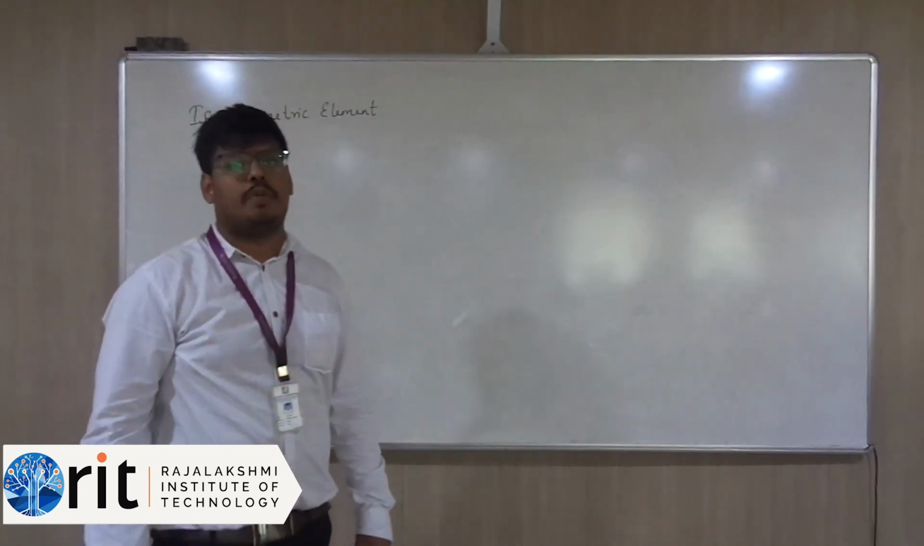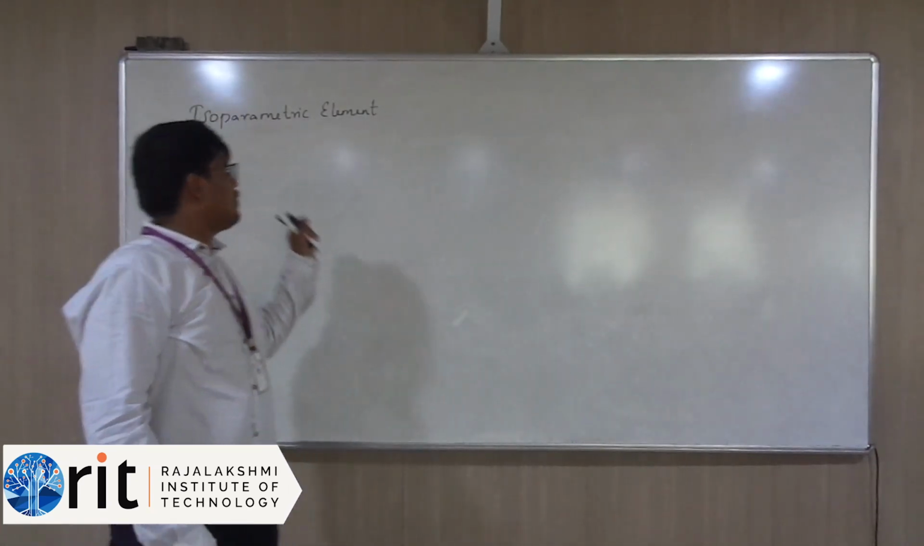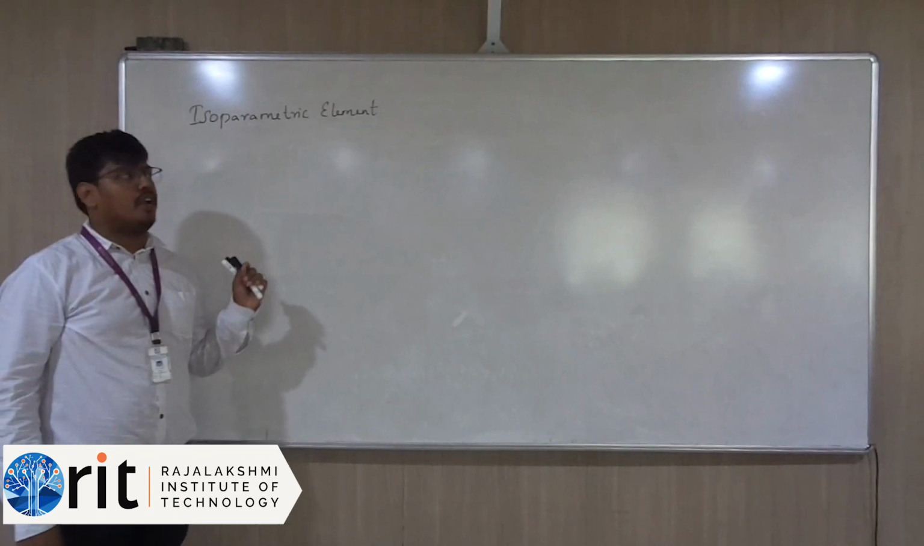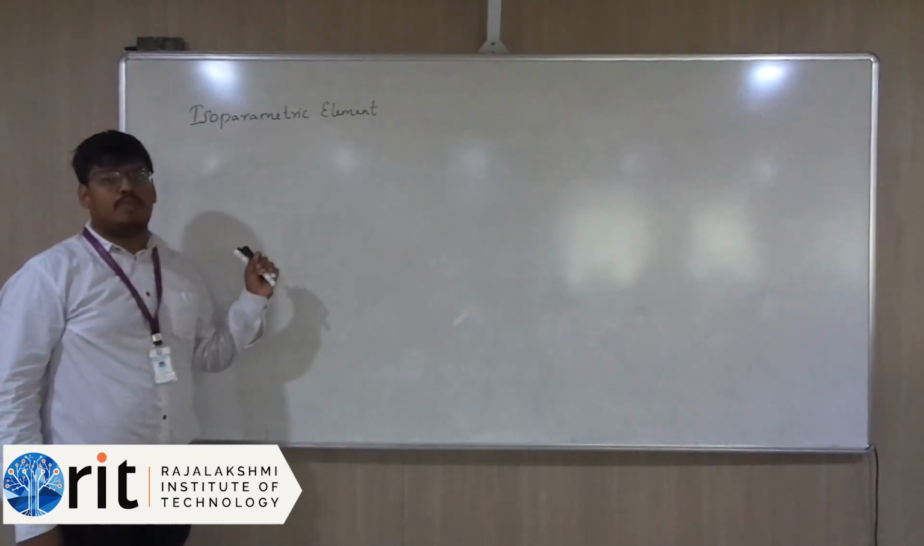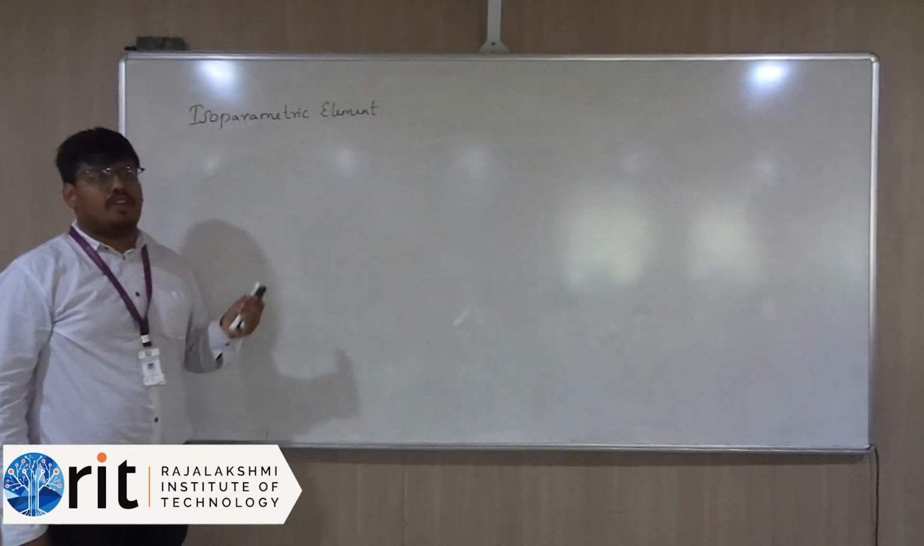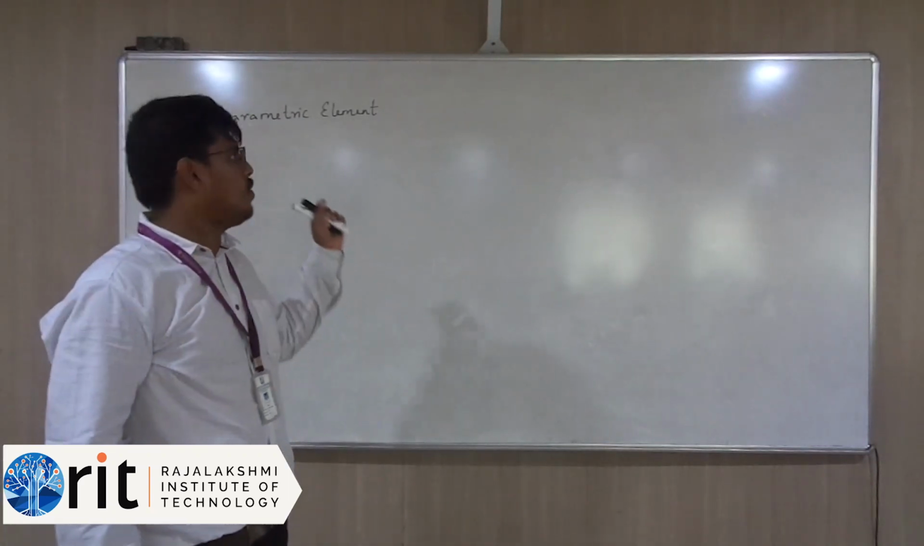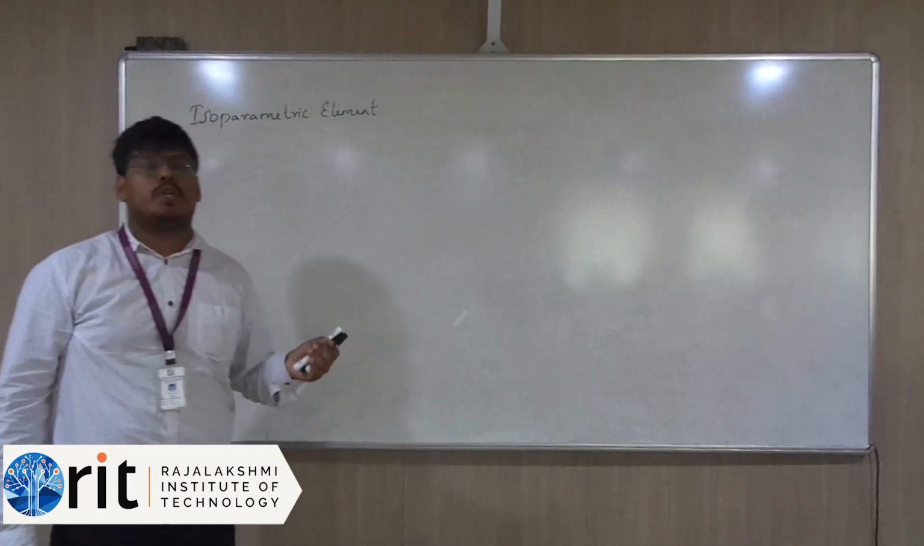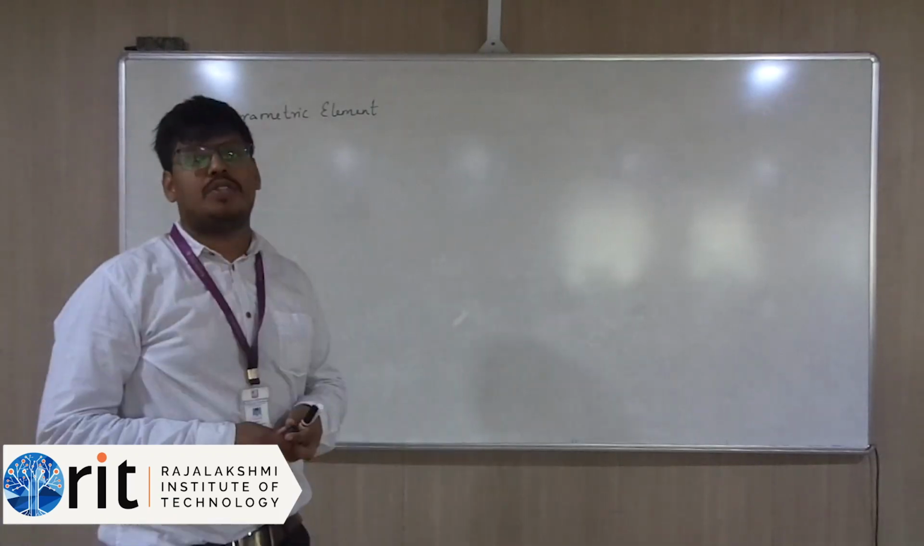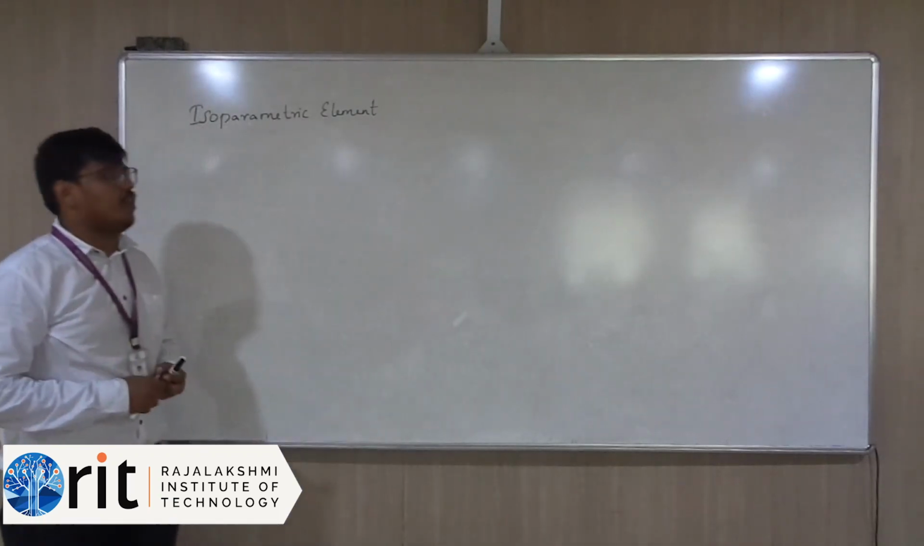Discuss the isoparametric element, how it differs from the linear bar element and quadratic bar element. We can use this element for curved shapes. It is difficult to analyze curved shapes in finite element analysis, but using the isoparametric element we are able to analyze curved shapes.